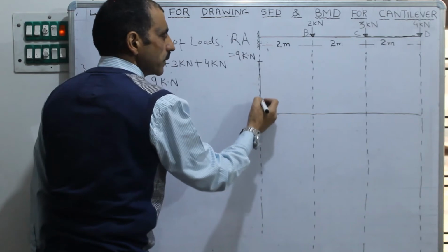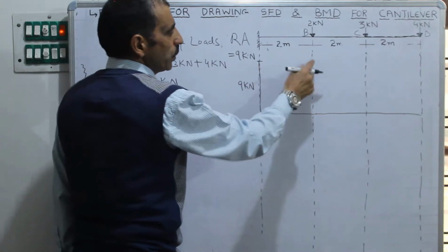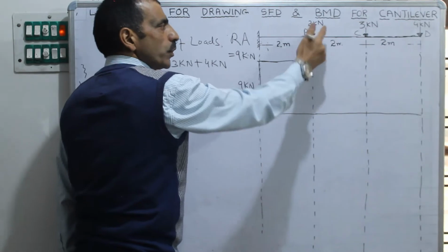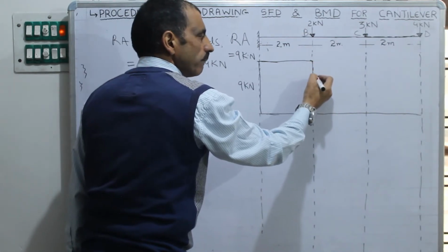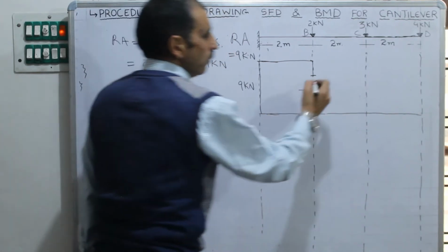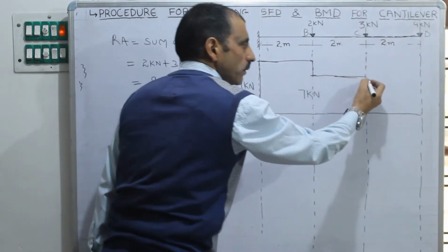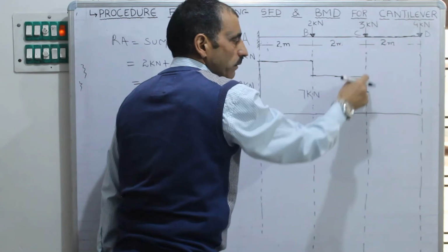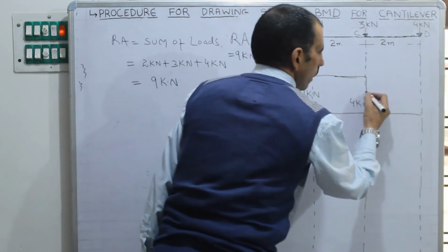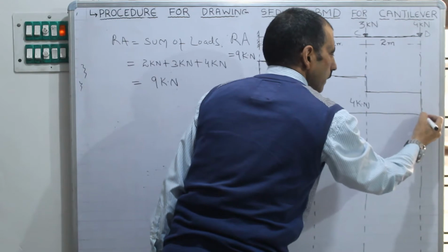I will move upwards 9 kilonewton. From this point to this point there is no load, so go straight. Here the load is 2 kilonewton, come down 2 kilonewton. The remaining here is 7 kilonewton. Again move forward. The load is 3 kilonewton down, because the direction of the load is downwards. The remaining here is 4 kilonewton. Again move forward, and the load here is 4 kilonewton. Here it is 4 kilonewton.